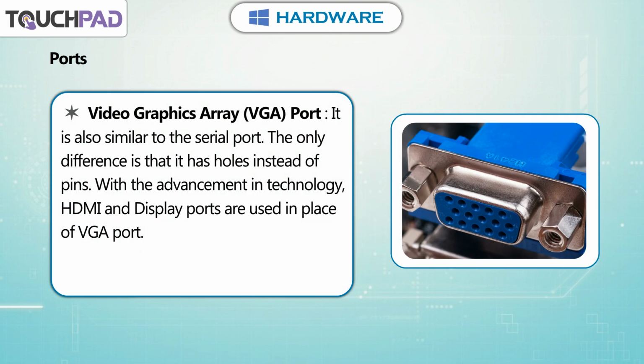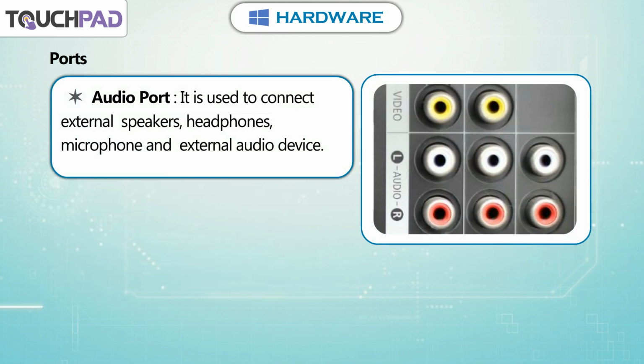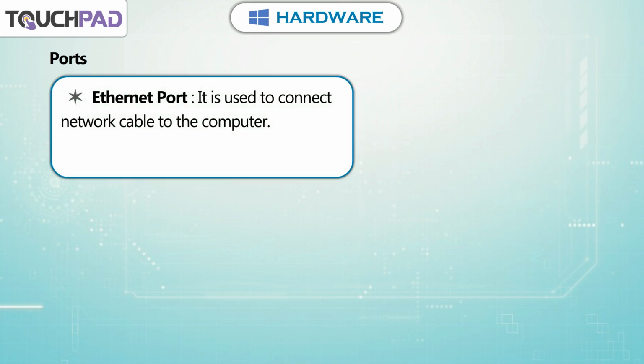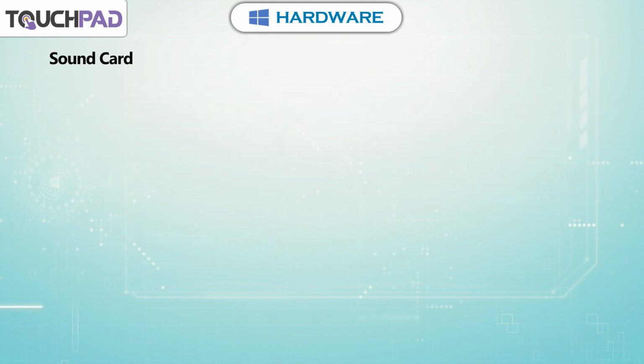Video Graphics Array, VGA port. It is also similar to the serial port. The only difference is that it has holes instead of pins. With the advancement in technology, HDMI and display ports are used in place of VGA port. Audio port. It is used to connect external speakers, headphones, microphone, and external audio devices. Ethernet port. It is used to connect a network cable to the computer.